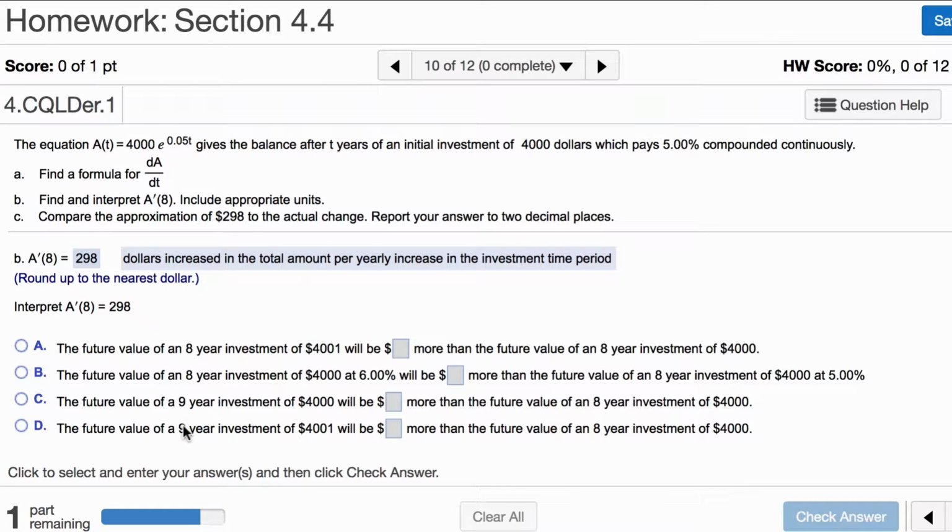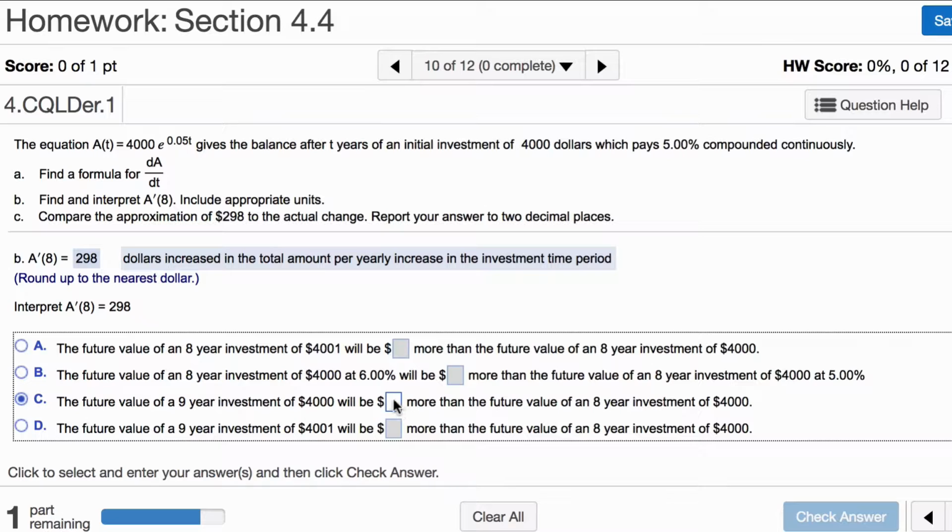So it's definitely either C or D, and we're going to have to read carefully. Okay, so the future value of a 9-year investment of 4,000 will be the blank dollars more than the future value of an 8-year investment of 4,000. This sounds about right. Now 4,001, here they're kind of trying to trick us to add the 1 to the amount, but that's not quite correct. It could have been the next year, but not the amount. I'm thinking it should be part C.